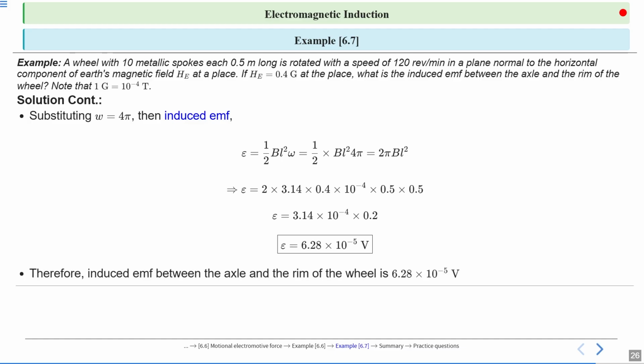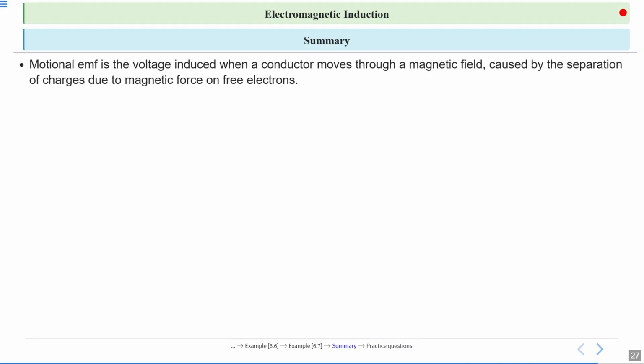Okay, we know that if n number of components are connected in parallel, the potential difference across all the components remains the same. Similarly, if the EMF induced across one spoke is this, and every spoke has the same EMF, since they are connected in parallel between the rim of the wheel and the axle, the EMF induced between the axle and the wheel will be the same. Therefore, the induced EMF between the axle and the rim of the wheel is 6.28 × 10^-5 volt.